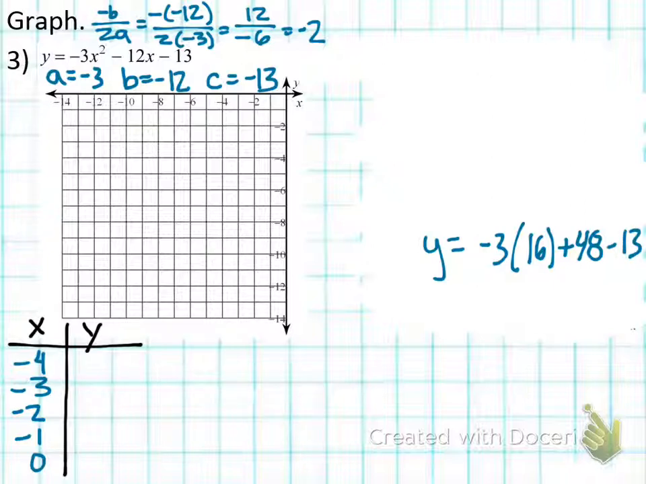Okay, who did 3 times 16? What was 3 times 16? Negative 48. Okay, so Kayla, what's my answer then if I have these? Yeah, exactly. These cancel out, so it's just negative 13.